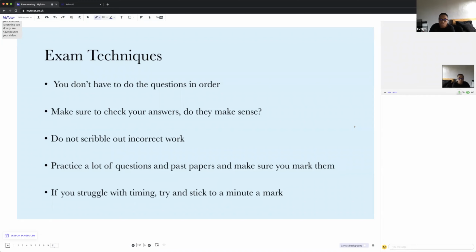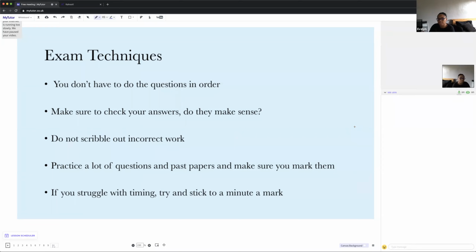Practice a lot of questions and past papers. Make sure you mark them. I've already talked about that. If you struggle with timing, a good way to help you with timing is to look at how many marks each of the questions are worth, and that should help you with timing.